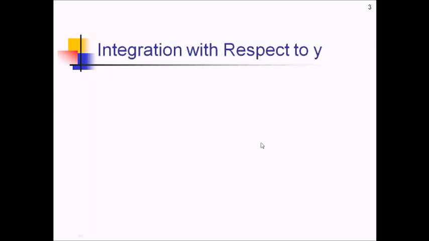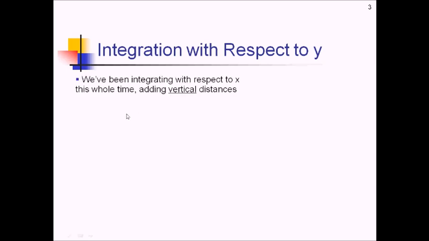So let's talk a little bit about integration with respect to y. First off, to review what we've been doing so far. Thus far, we've been integrating with respect to x, which means we're adding vertical distances together. You've got a bunch of super skinny rectangles and add them together left to right.